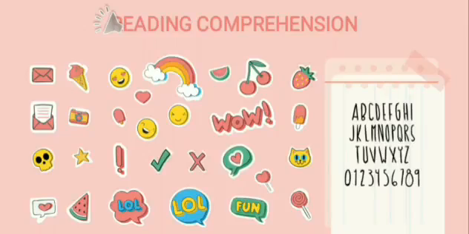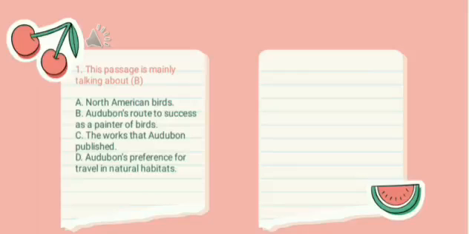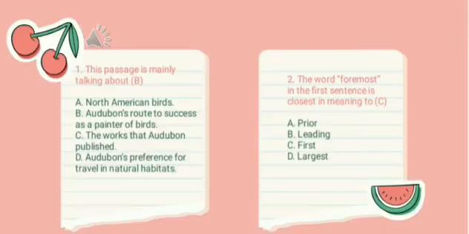I will explain the strategy to answer reading comparison questions. This basic question is mainly talking about Audubon's road to success as a painter of birds. So the keyword here is B, because we focus on the first paragraph, which already told about Audubon.